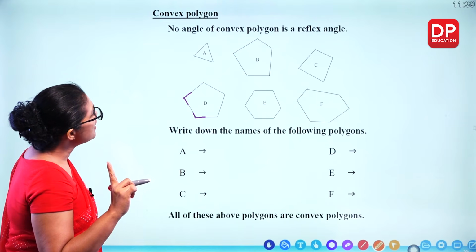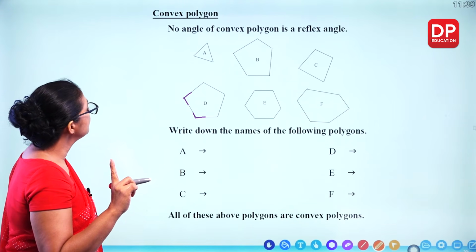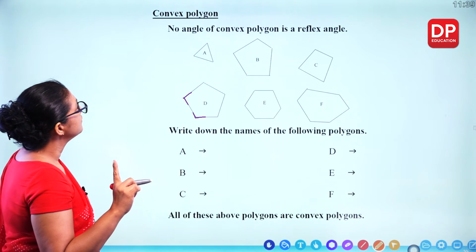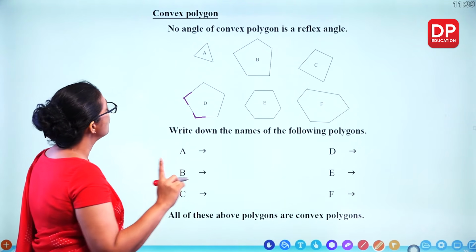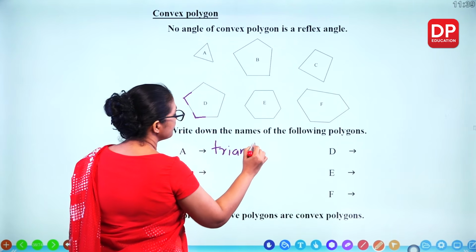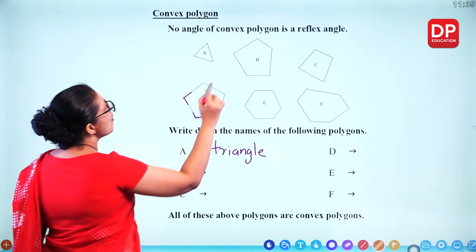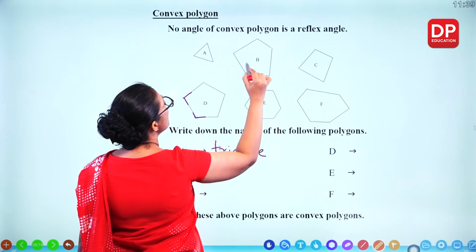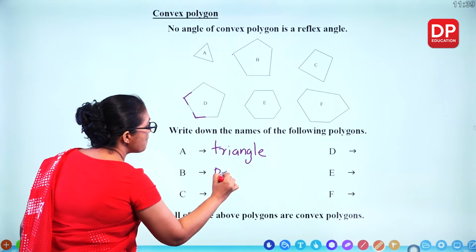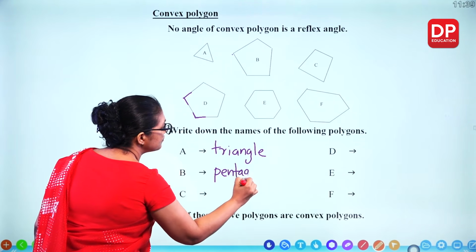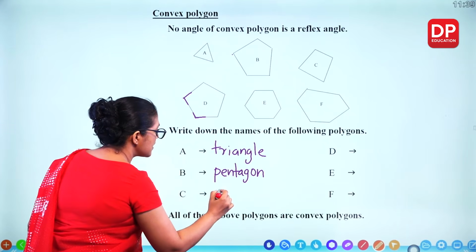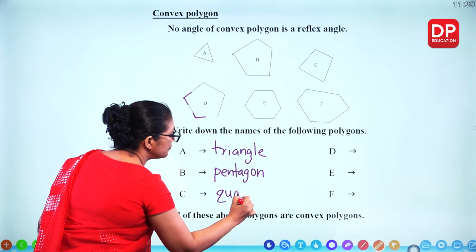Write down the names of the following polygons. A, 3 sides. So we call it a triangle. B, 1, 2, 3, 4, 5 sides, pentagon. C, 1, 2, 3, 4 sides, quadrilateral.